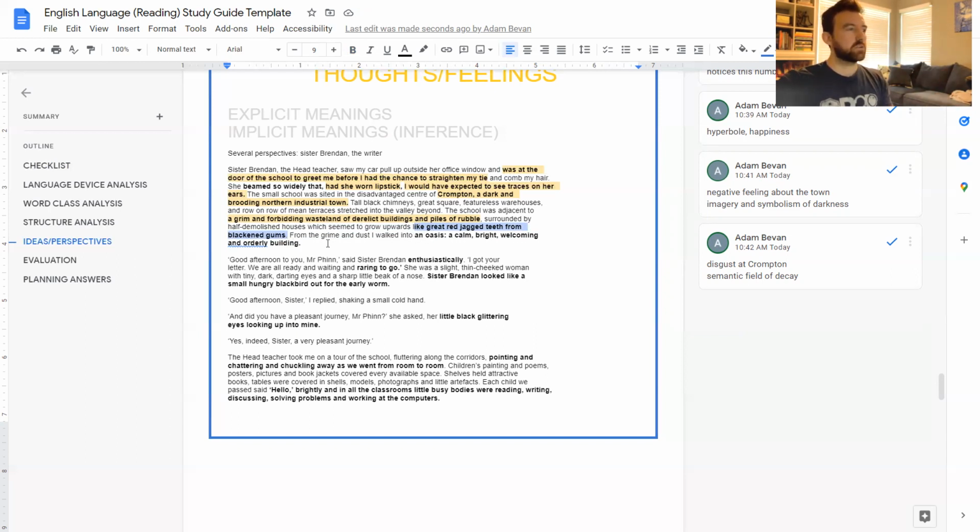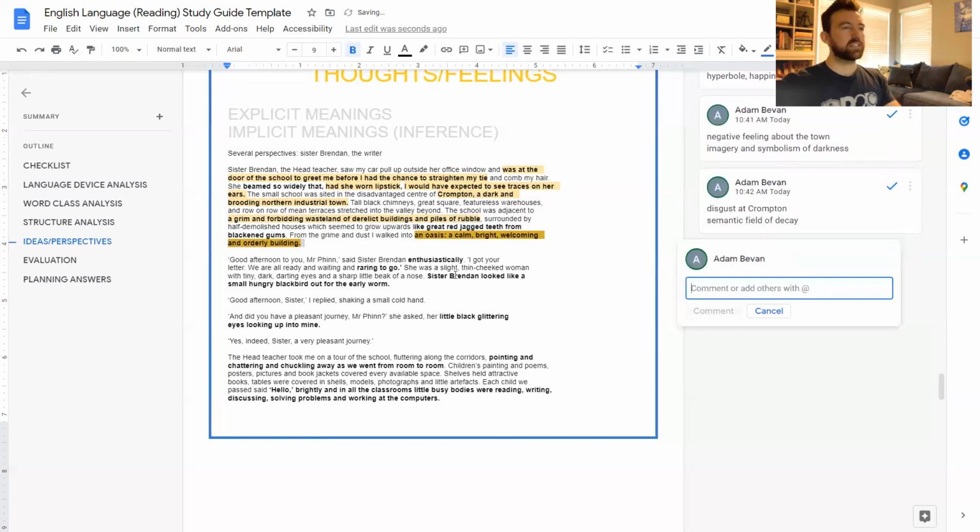But then it's juxtaposed. So from this grime and dust of Crompton, I walked into an oasis, a calm, bright, welcoming, and orderly building. So an oasis, this is a metaphor. An oasis is usually a spring of water in an otherwise pretty deserted, sunny, hot place. So obviously when people get to an oasis, it's like this breath of fresh air or this cold glass of water type vibe. So you feel really good if you get to an oasis in a desert. So it shows a kind of relief in this place. It's a breath of fresh air. It's very positive connotations of the school.